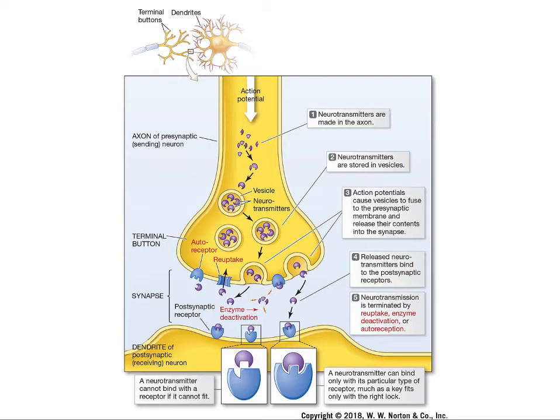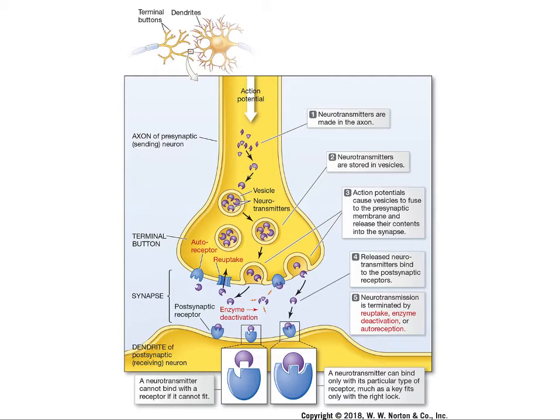Here's a close-up diagram of a terminal button and a synapse. You should study this diagram. This shows you how neurotransmitters work. The first step is neurotransmitters are made inside the axon. Then neurotransmitters are stored in vesicles. Action potentials cause the vesicle to fuse to the presynaptic membrane and release their contents into the synapse. Here, the released neurotransmitters bind to the postsynaptic receptors.